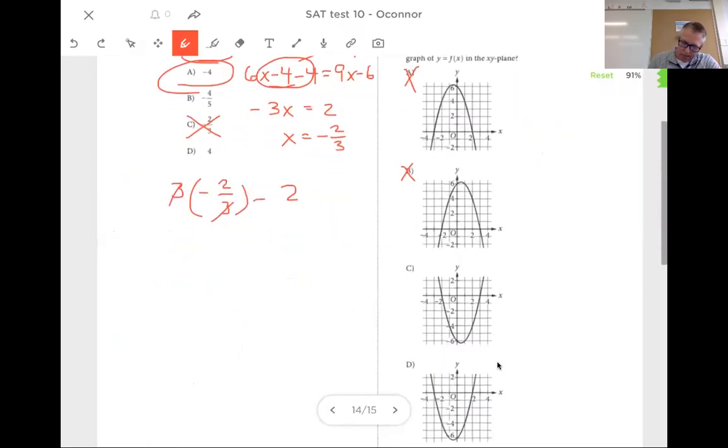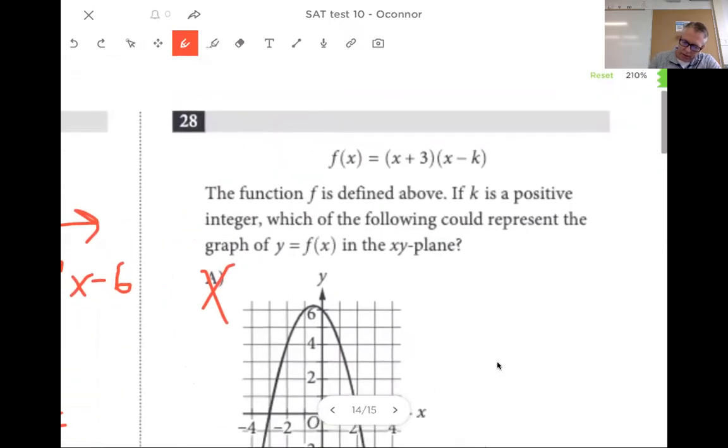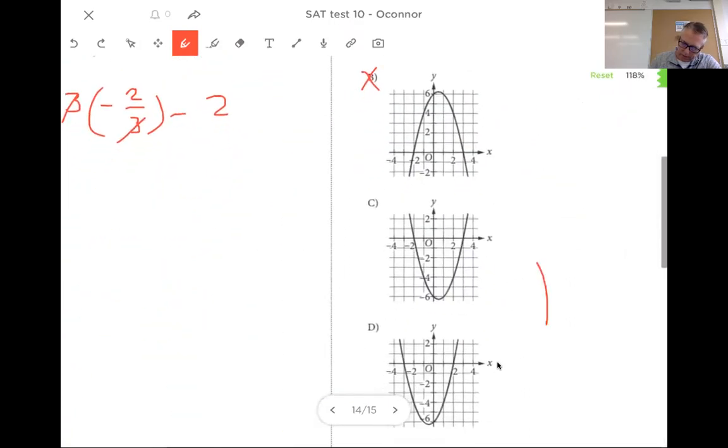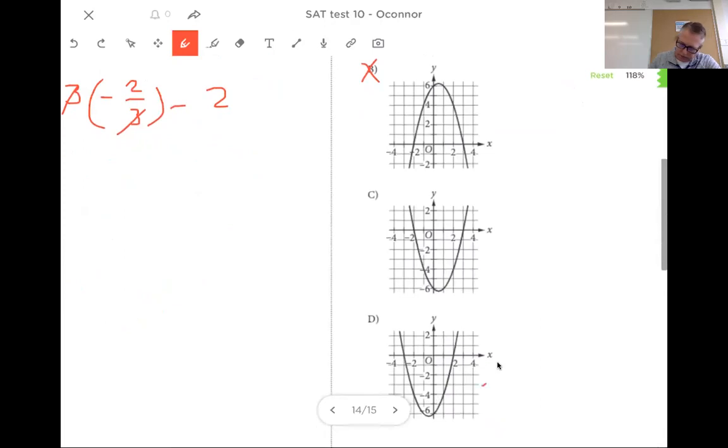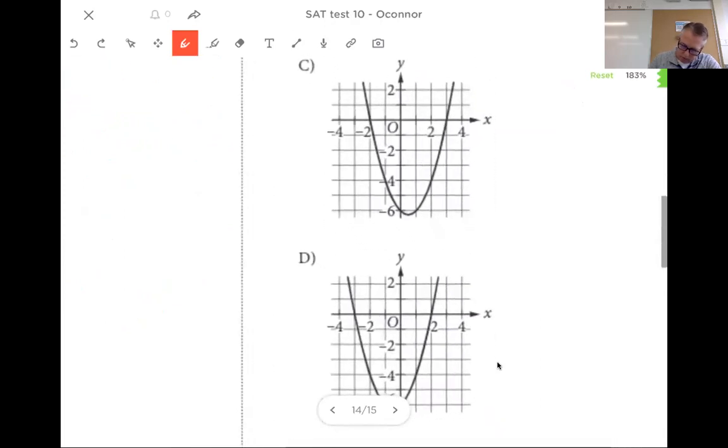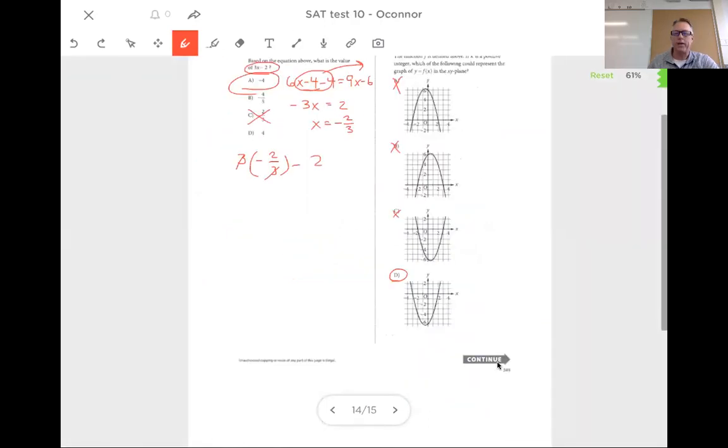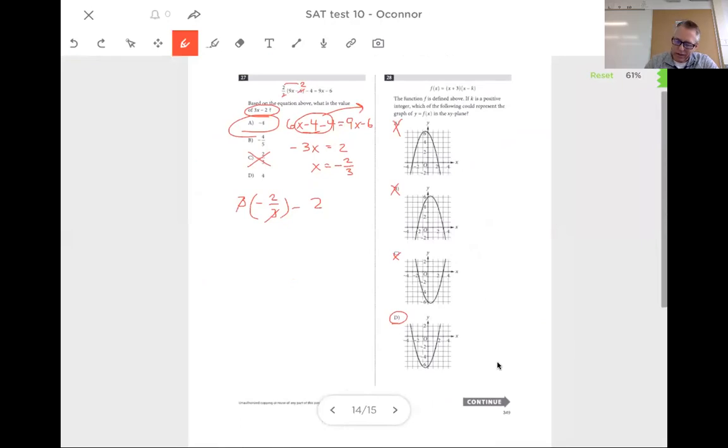Now, I know that this one has a y-intercept at -3. So I'm going to look down here, and my answer should have a y-intercept at -3 and open upward. Well, this one does, and this one does not. And so the answer has to be D. I didn't even deal with the k over here, which is kind of supposed to be the hard part. I could know nothing about that and still get the answer correct. All right, any questions on those, guys?